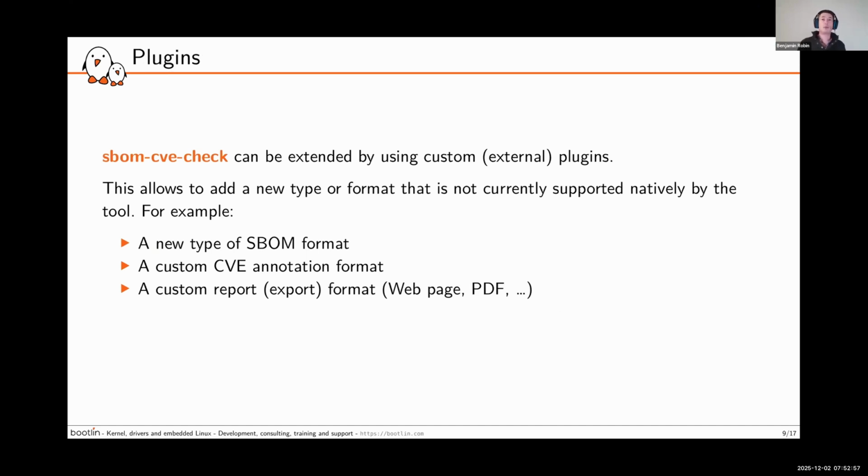This design allows extending the tool with custom functionalities. Indeed, in addition to the built-in plugins, sbom-cve-check can load custom and external plugins that the user can provide. This allows adding new types of formats that are not currently supported natively by the tool. For example, if the user wants to use a custom SBOM format that is currently not supported, like a web API or something like that, a new custom CVE annotation format, or for export, a custom report format, a web page, a PDF, or something like that.